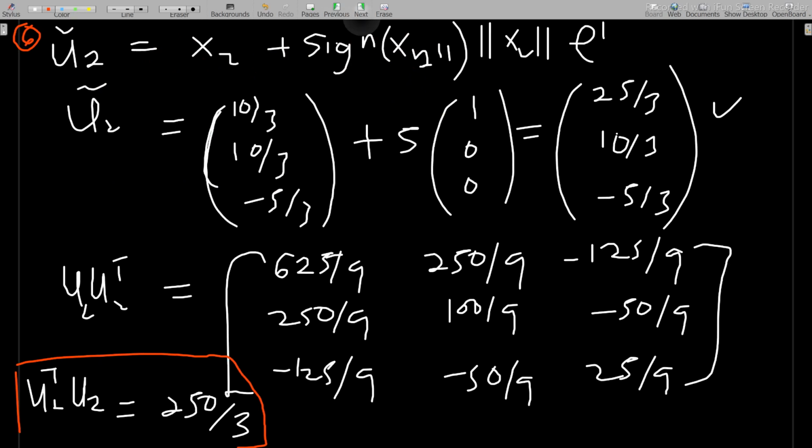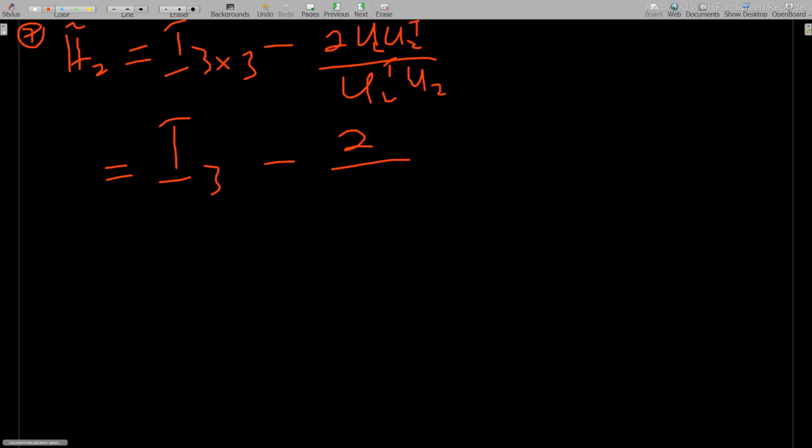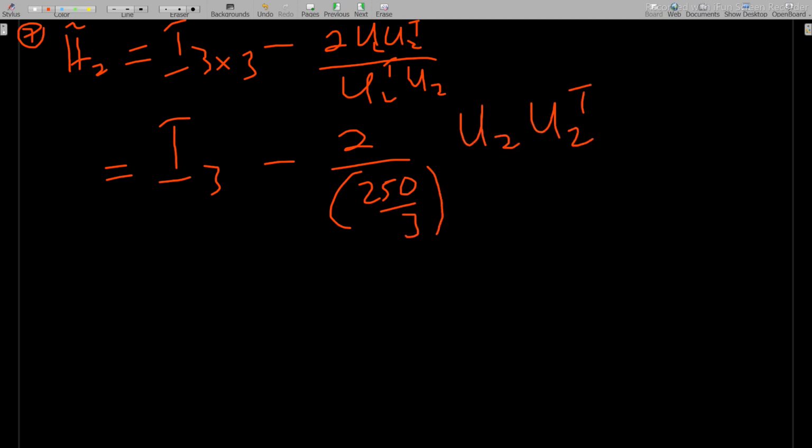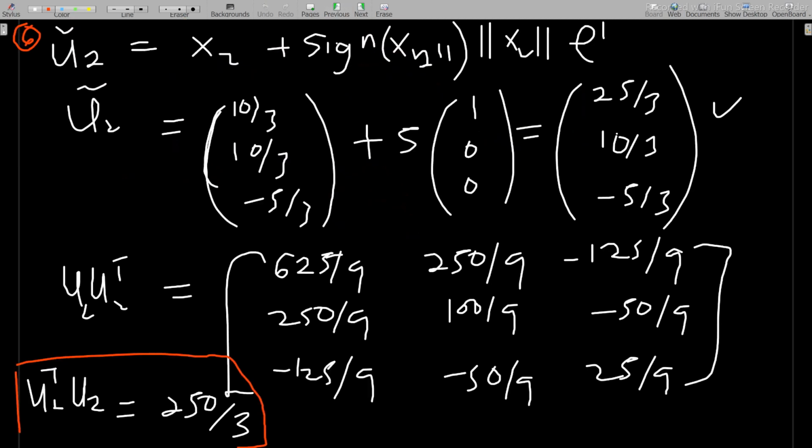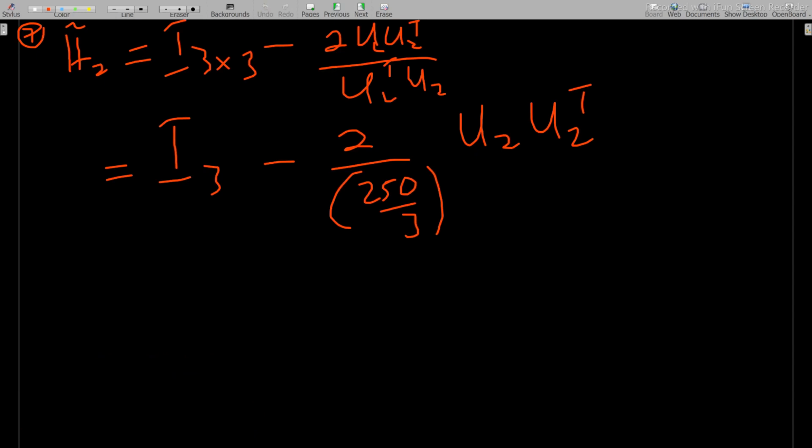So you come and divide 2 over 250 over 3 times u2 transpose. So u2 transpose, what did we get? We got this, okay. So you multiply 2 over the whole of this, times this matrix, and we subtract from the identity matrix I3, and it will give us, I'm just writing the final answer so that you can cross check yourself. Like I said, you can go through the computation as it stands now, okay.